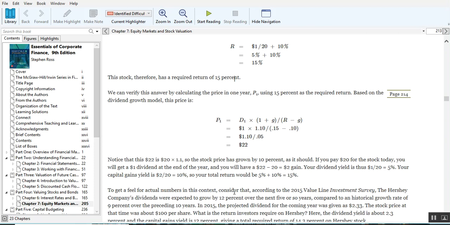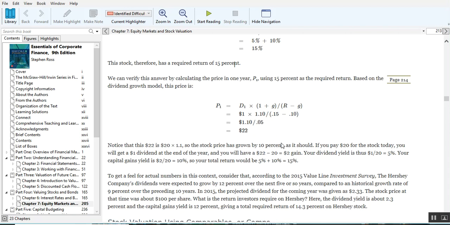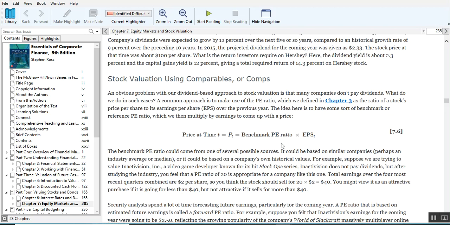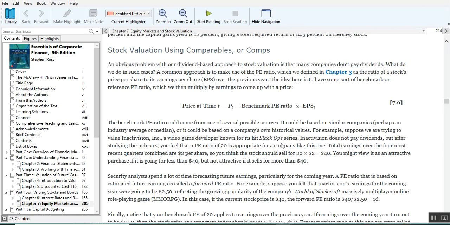So we can also then use that required rate of return to go back and calculate the price of the share of stock using the dividend growth model. And so that appears here. So, all right. Now, stock valuation, if you're going to use comparables, you may not value it based on dividends if they're not paying dividends. So you're looking at price-earnings ratio. Basically, what you're going to look at is what a company's earnings are divided by the number of shares that they have. So you want to know what their earnings are spread out across the shares.